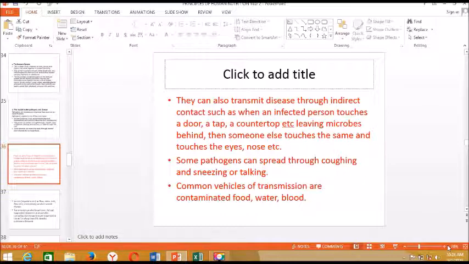So there are some pathogens which can spread through coughing and sneezing or simply talking. A good example is the same coronavirus. We are told that if you cough, you are near somebody, and that those droplets are transferred to that other person through coughing, through sneezing, even through talking. Because as you are talking, there are some saliva droplets that come out of your mouth. And if you are close to somebody else, these pathogens can be transferred to that other person.